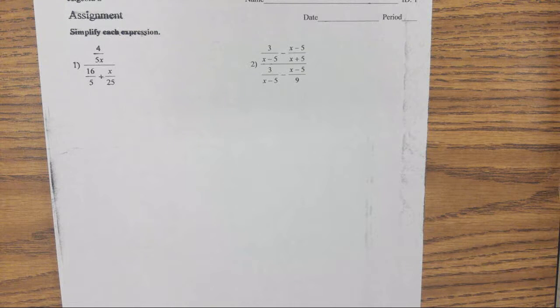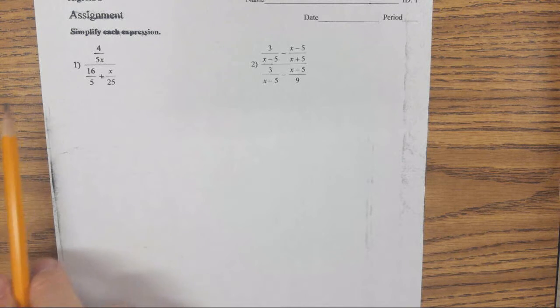Simplifying complex rational expressions. Now, this isn't any different than anything that you've done so far, and you guys should be getting pretty good, or at least semi-good, at combining and simplifying, adding and subtracting, multiplying, dividing rational expressions. These are called complex because it's basically two problems in one.